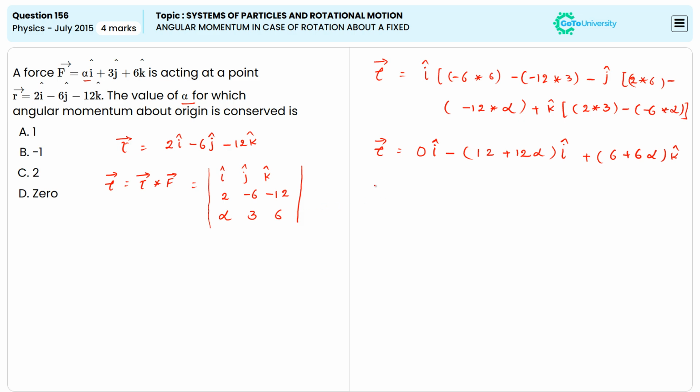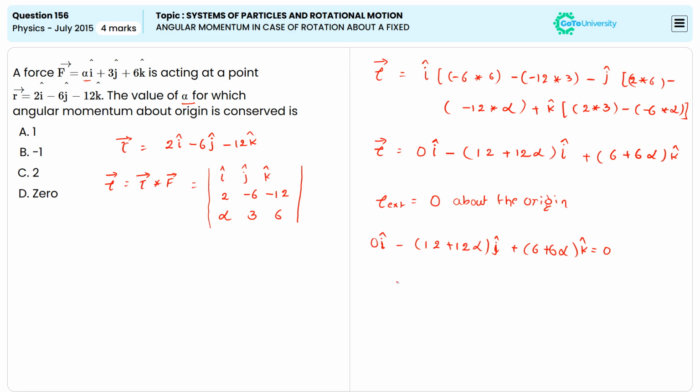Then for angular momentum to be conserved about the origin, the torque must be equal to 0 about the origin. Then we can write 0 i cap minus of 12 plus 12 alpha j cap plus 6 alpha k cap is equal to 0.